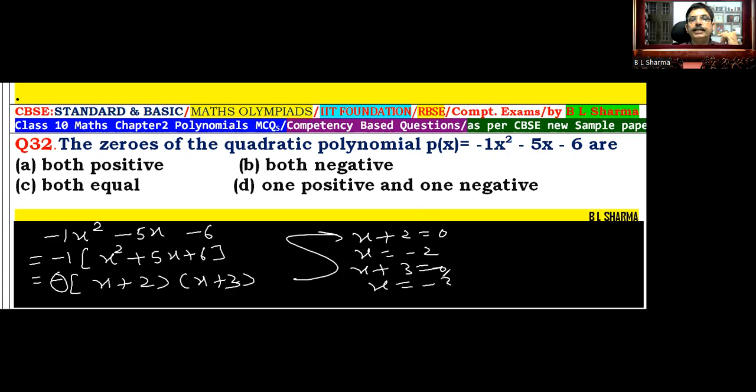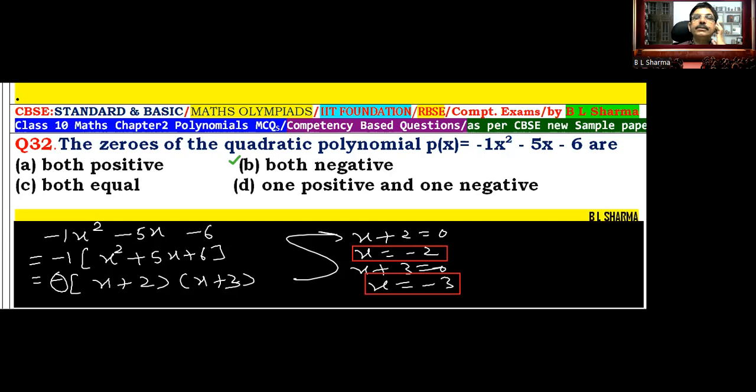So the other factor is, so the other zero is negative 2, 3. So we find here that both zeros are of the negative sign. That is negative 2, this is also negative 2. So the answer will be, both are negative.